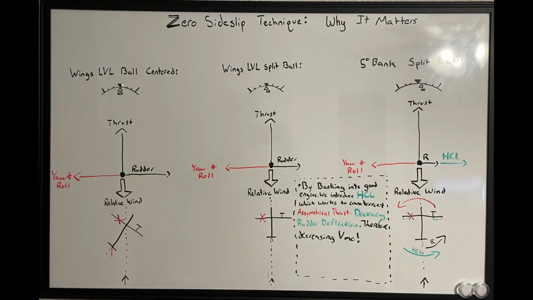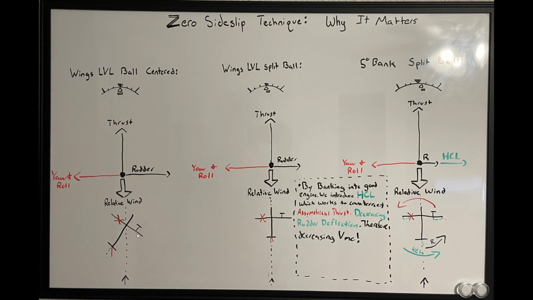So why does this all matter? If we break all three scenarios down into a force diagram, we can see that we have thrust always acting forward, and we can see that yaw and roll is going to be the same due to max power in the operating engine. Now, with wings level and ball centered, we can see that we need this amount of rudder to oppose the yaw and roll. This is our slip. This is not ideal. We have lots of drag on the airframe, and we're using a lot of rudder deflection, therefore increasing our VMC speed.